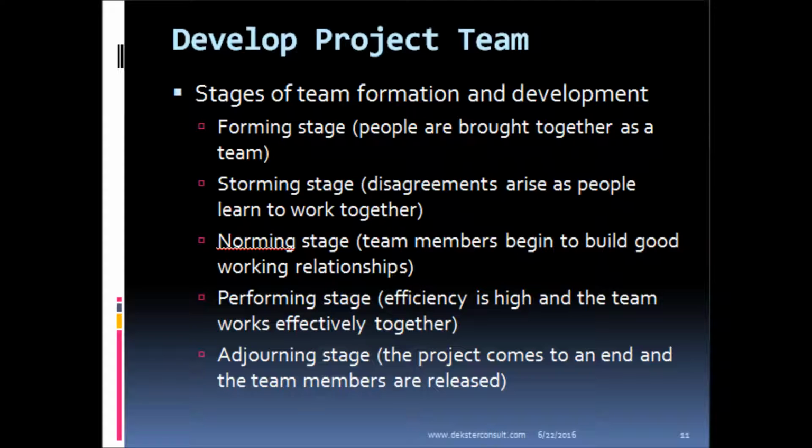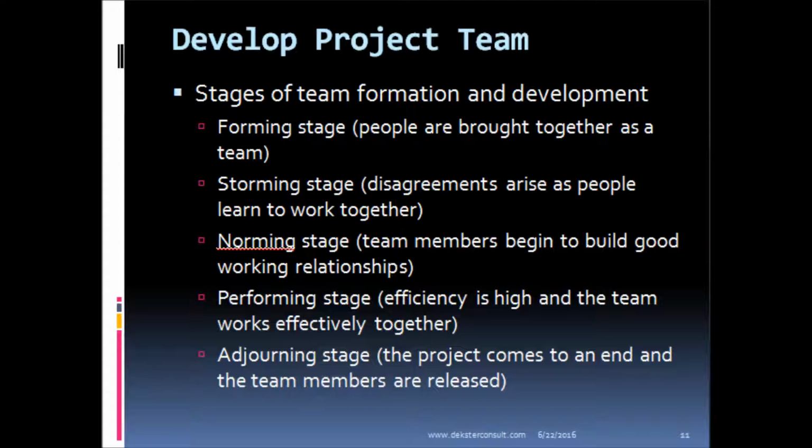Whenever we bring a team together, a team will go through some 5 basic stages of development. The first stage is a forming stage, when we bring them together as a team. Then we will go on to the storming stage, where because the team members are new to each other, there are disagreements. But with time, we will get to the norming stage, where the team members begin to build good working relationships. And once that happens, we enter the performing stage, where efficiency is high, because the team has learned to work together.